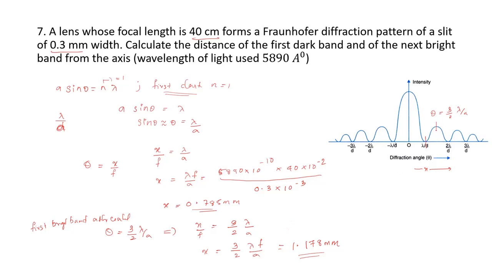Therefore this point on the x scale is 1.178 millimeter, and this point, the dark point on the x scale, is 0.785 millimeter.